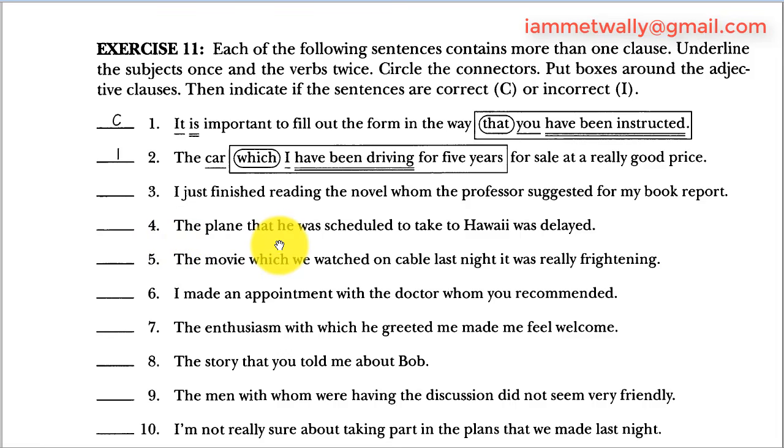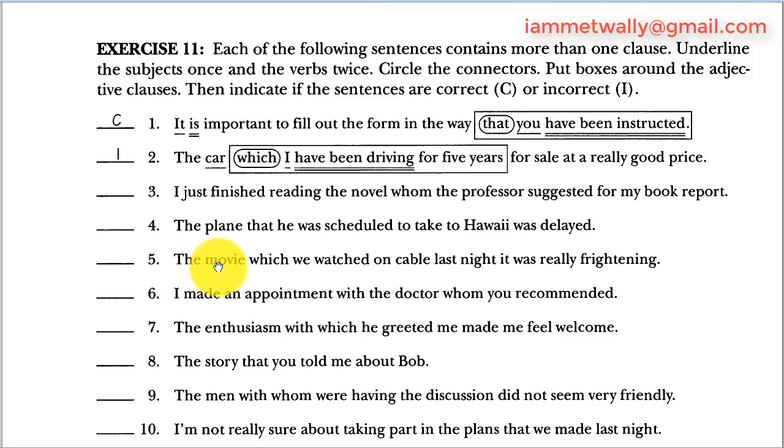4. The plane that he was scheduled to take to Hawaii was delayed. Easily, the plane was delayed, but that describes the plane, it is the connector, and he was scheduled is subject and verb. That he was scheduled to take to Hawaii, all of this is the adjective clause, it describes the word plane. 4 is correct.